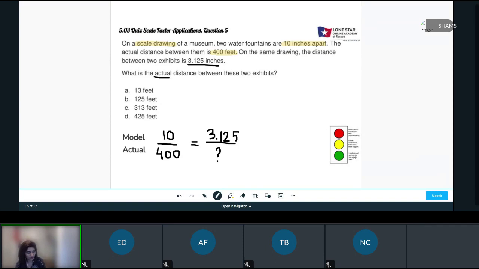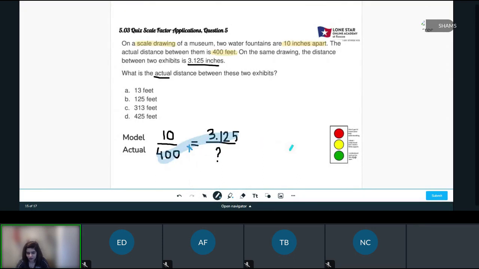The cross product will work all the time. If you don't want to give it much thought, it will work all the time. One very easy strategy. Yeah, go ahead. 400 times 3.125. Yes, and then divide by 10. Very good. Excellent. You can multiply the 2 and then divide by 10. Multiply by 400 and then divide by 10.